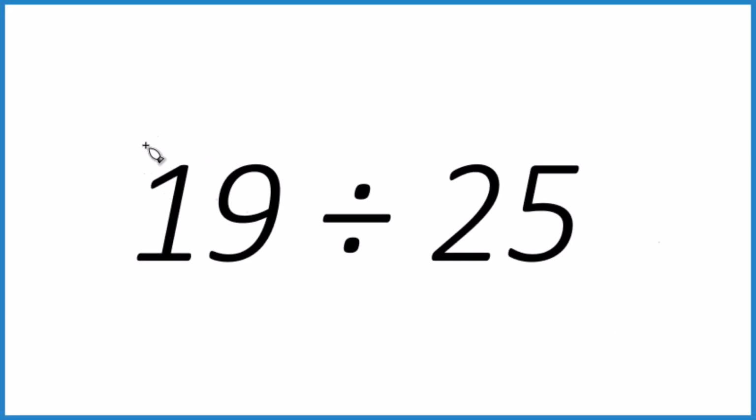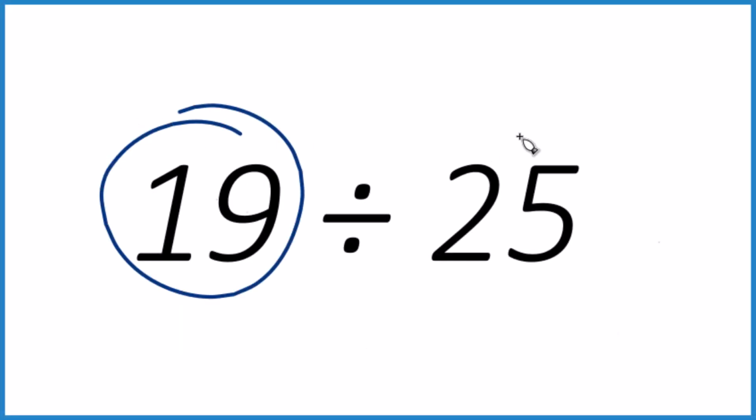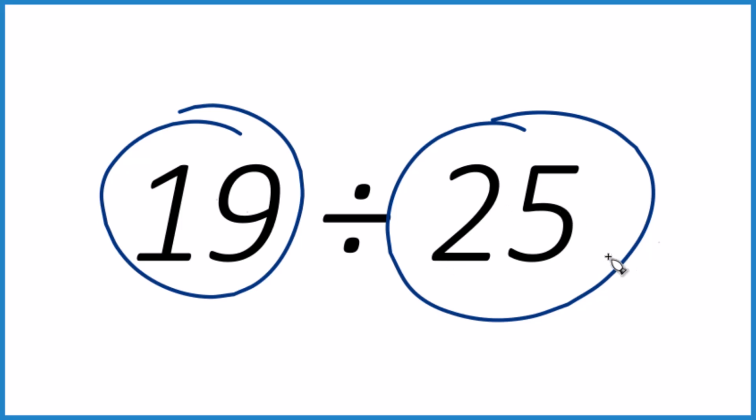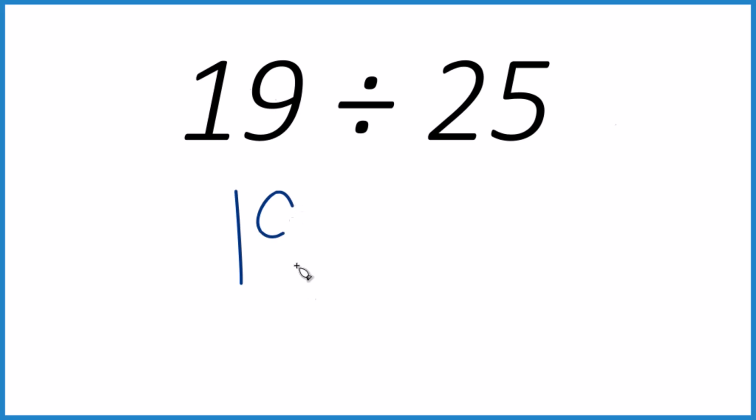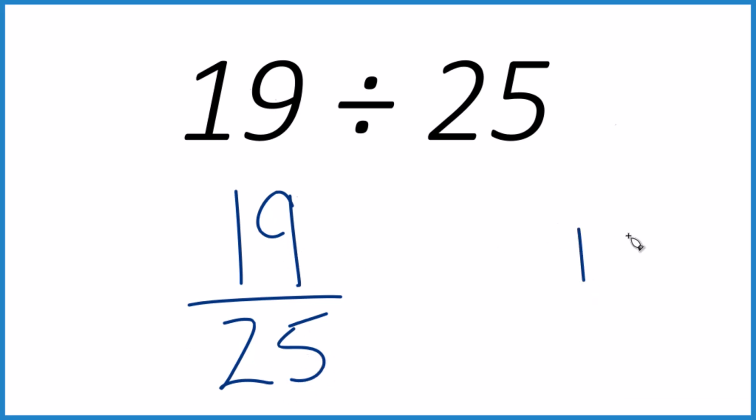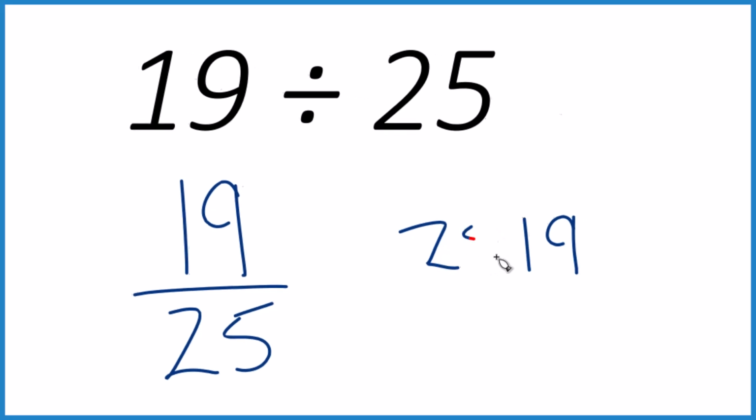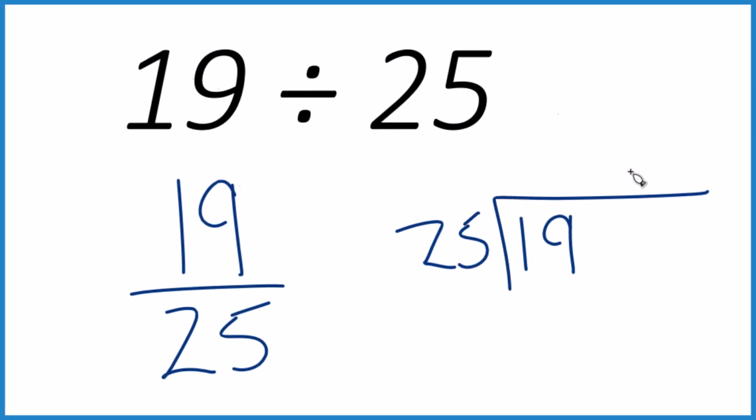This is Dr. B, and we're going to divide 19 by 25, and we're going to use long division. So I like to think of it this way, 19 over 25, like a fraction. We have 19, we want to know how many times 25 goes into 19. So we'll take our 19, and then we have 25, and we'll do long division.